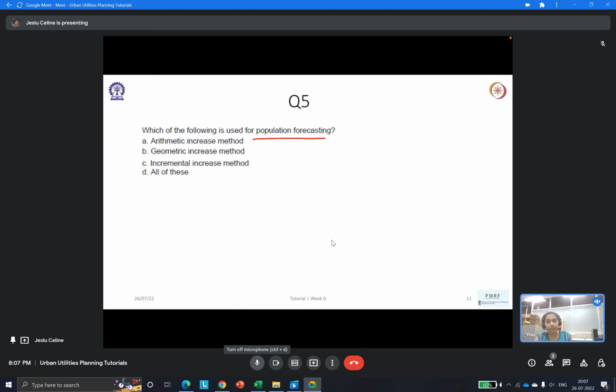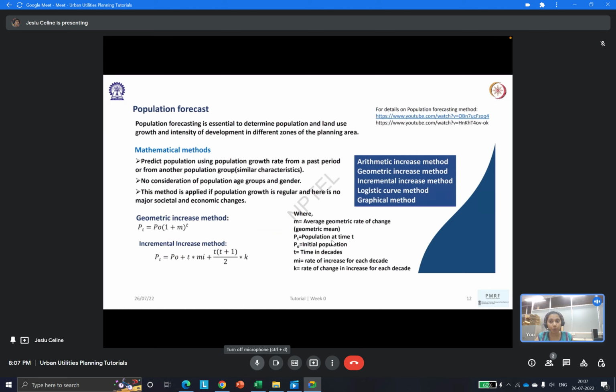So in our week one lecture, we discussed the different population forecasting methods. There are different methods such as mathematical methods, then economic methods such as the cohort survival method, employment ratio method, etc. In the mathematical methods, we have the arithmetic increase method, geometric increase method, incremental increase method, logistic curve method, and graphical method. All these methods can be used, and the incremental increase method is the best method used among mathematical methods, while the arithmetic increase and geometric increase methods are also used.